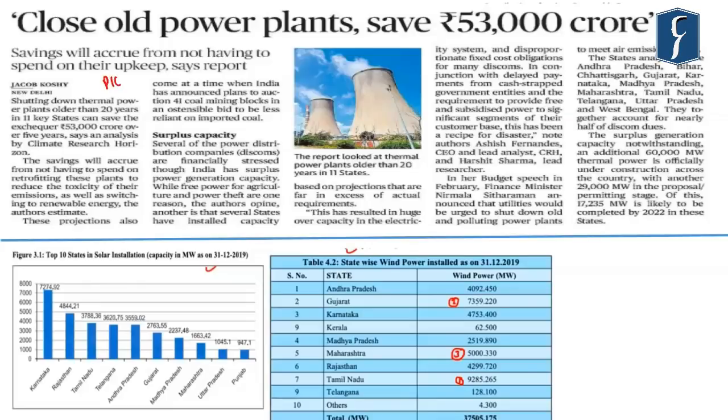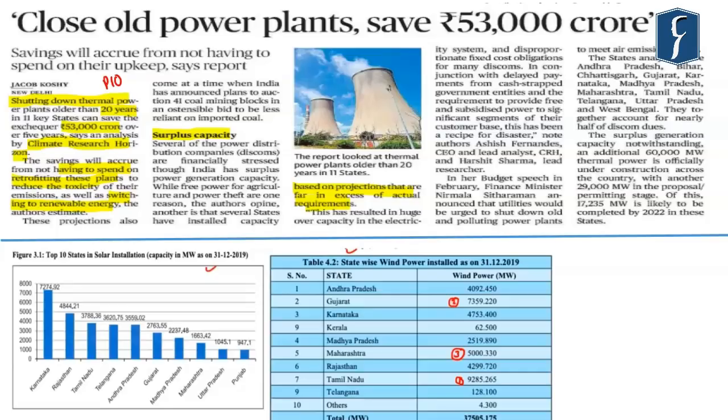Now the next article appears on page number 10. This particular article has appeared in the newspaper in the context of an analysis that has been published by the Climate Research Horizon. According to this analysis, shutting down of the thermal power plants which are more than 20 years old can lead to a saving of almost around 53,000 crore. These financial savings are on account of not having to spend on retrofitting these plants to reduce the toxicity of their emissions, as well as because of switching to cleaner and greener renewable energy projects. Apart from that, this article also highlights that a number of states in India have installed capacity which is much higher than their actual requirements.